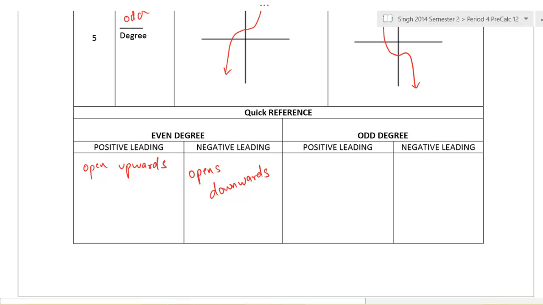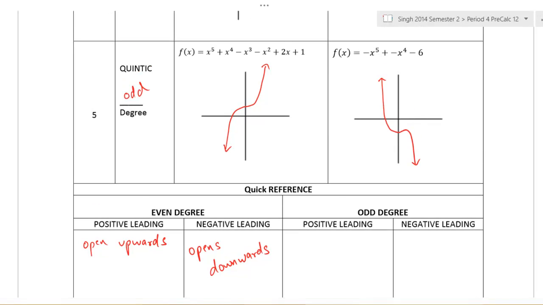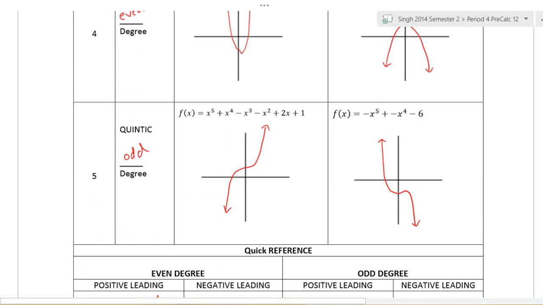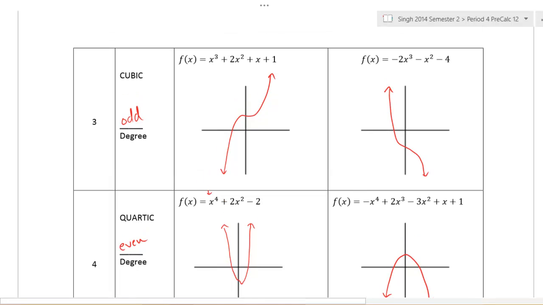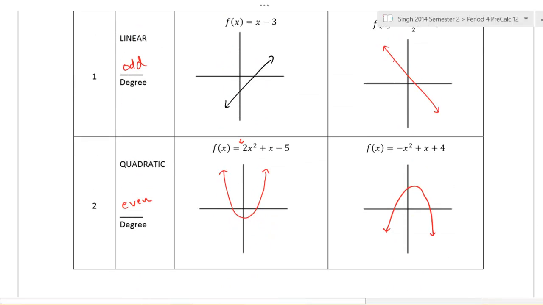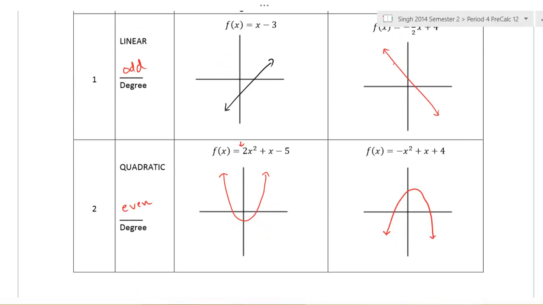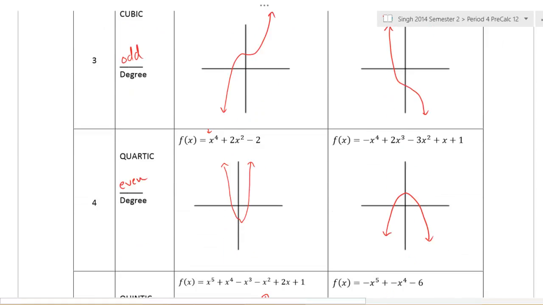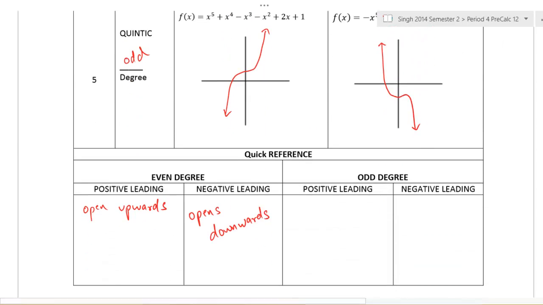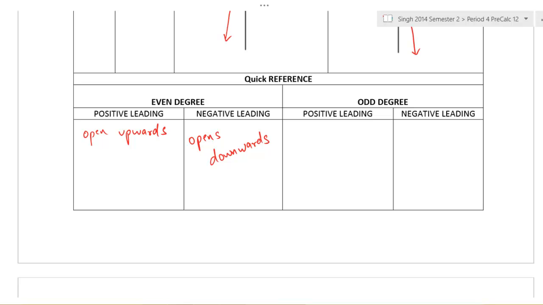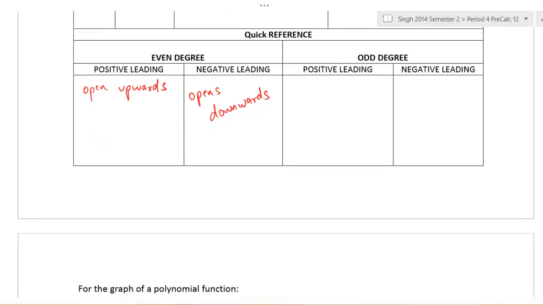Okay, let's see what we observe about the odd degree polynomials. So the quintic with the positive leading coefficient, it's got that shape. Cubic with the positive leading coefficient, it's got that shape. And even a linear, it's got that shape. So you'll notice in all three of those, the pattern is they are rising from left to right. So what we say is they fall on the left and they rise on the right.